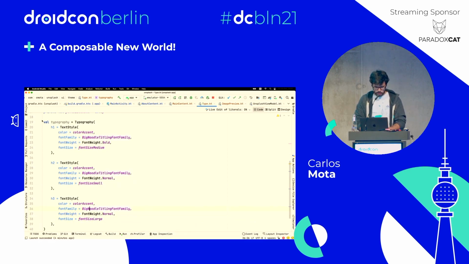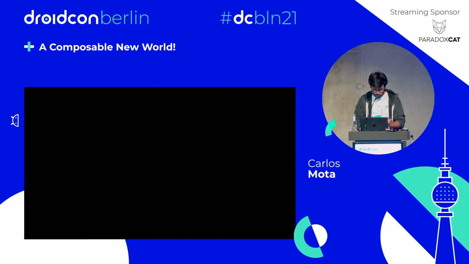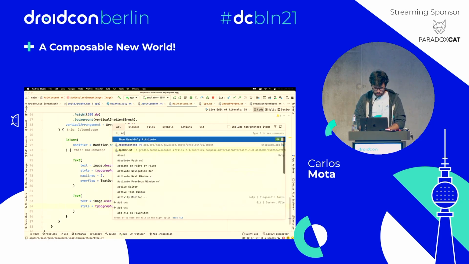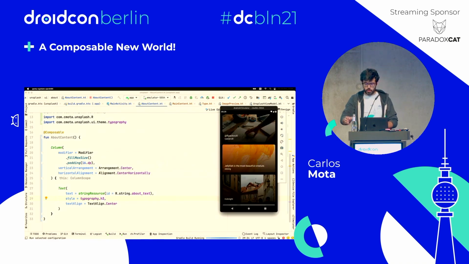With this done, basically I can go back to my project. So I'm going to go back to main content. And since I have here the font size defined as 17 SPs and the color as accent, I can just go over this and create text style. And I'm going to set the style as typography H1. And here it's going to be H2. And don't forget that we have an about screen. So let's go over to about content and call it here H3. If we're now going to compile the app, we're going to see that it's going to load a new font.